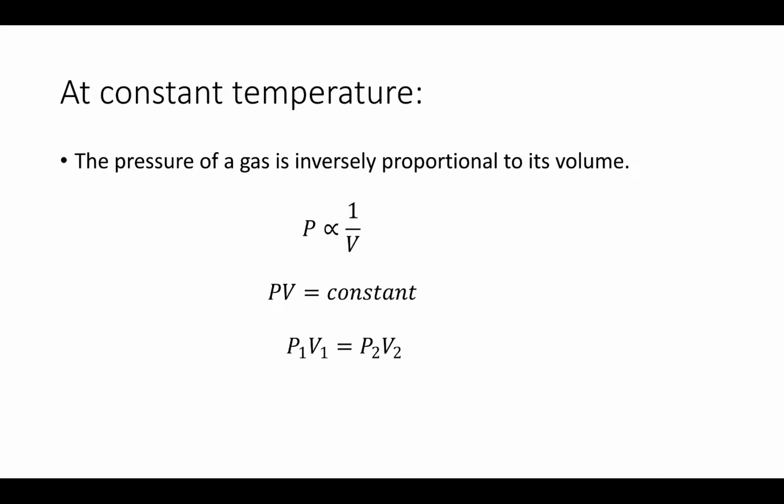So at constant temperature, the pressure of a gas is inversely proportional to its volume, and mathematically it looks like pressure, proportional sign, 1 over V, which gives us an equation, PV equals a constant, and we'll look at that again later. And we've also got P1V1 equals P2V2. So if you want to get that down, then I'm going to show you how to manipulate that in a moment. Okay, let's look at that.